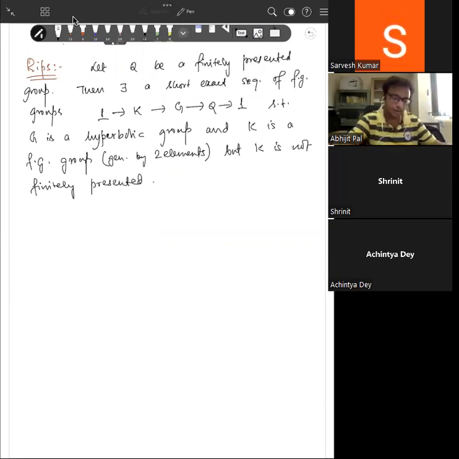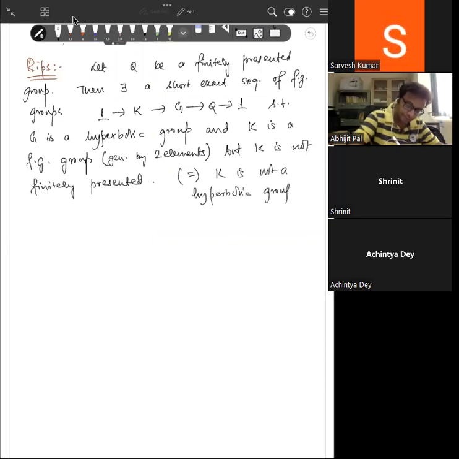Okay. So this proves that K is not a hyperbolic group. Why? One can prove that a hyperbolic group is always finitely presented. So this is a very strong result by Rips. So a hyperbolic group can contain a non-hyperbolic subgroup. Have I answered your question? Is it okay?